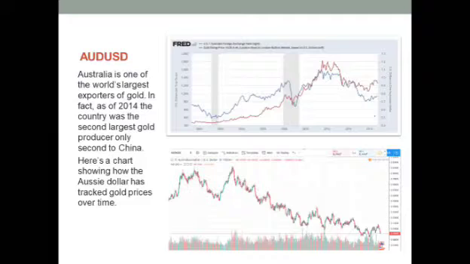Australia is one of the world's largest exporters of gold. In fact, as of 2014, the country was the second largest gold producer, only second to China. Here's a chart showing how the Aussie... Okay, this is something I'm going to use to explain the Aussie. It's otherwise known as Aussie for those of you that don't know. When I mean Aussie, I mean this AUD USD. AUD USD is also known as Aussie. The GBP USD is also known as cable. The USD is also known as the greenback.